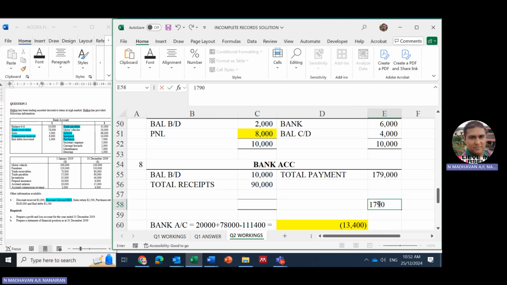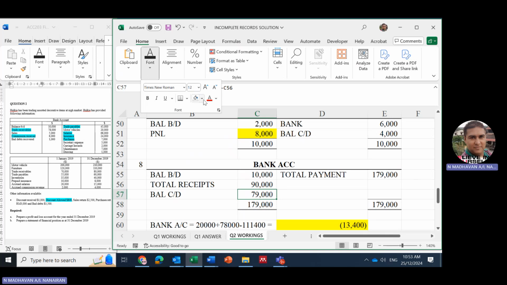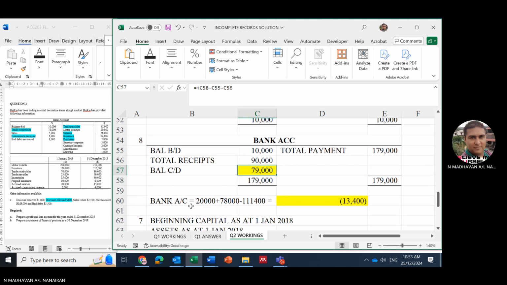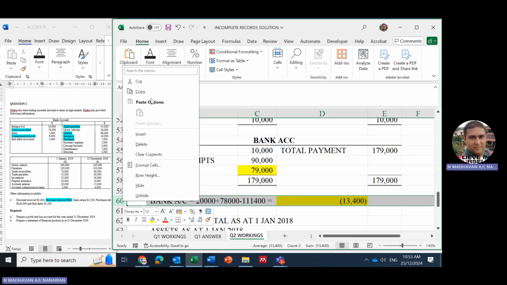So, again, credit balance, yes or not? So, balance carry down will be. Do you get the same answer with me? Yes or no? Correct? Okay, next.